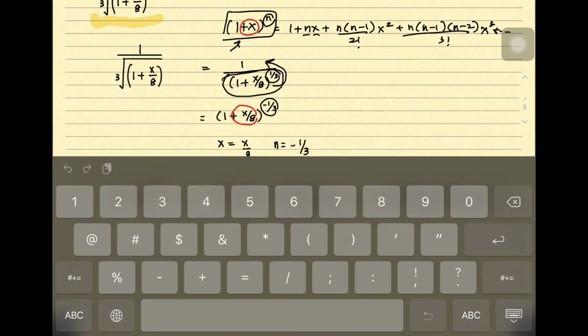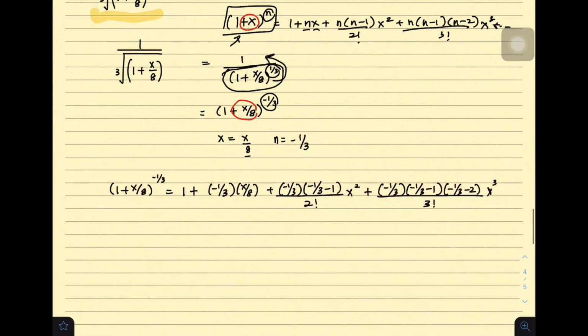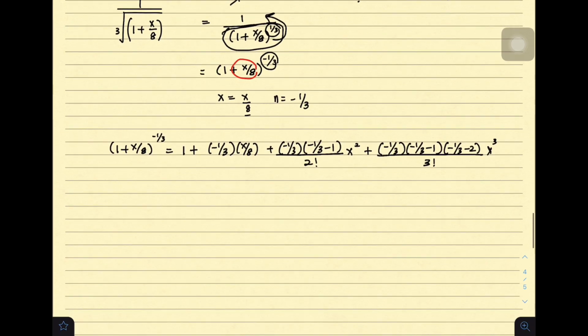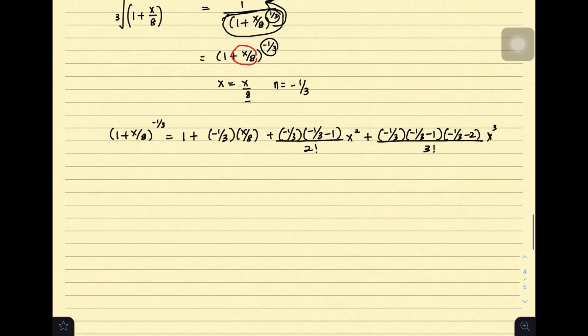Okay, so kalau dia tak mention dekat awak nak buat sampai mana, awak buat sampai x kuasa 3 pun dah cukup. Okay, so sekarang kita dah masukkan nilai x dan n. Kita punya kerja adalah untuk kita simplify this equation. So ada 1 kat sini. So negative 1 over 3 darab dengan x over 8, you will get negative 1 over 24x. Okay, so yang ni next ni awak tekan calculator. So you have negative 1 over 3 multiply by negative 1 over 3 minus 1.